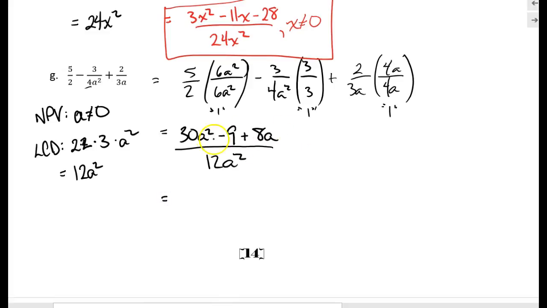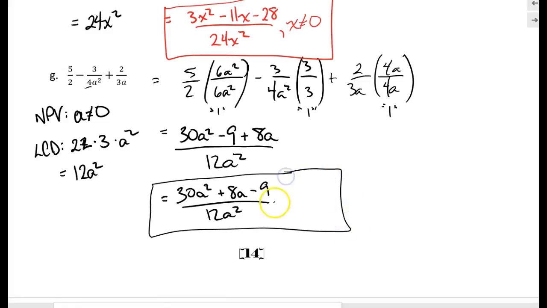I'm going to just rewrite that so my trinomial is in order of degree. So I've got 30a squared plus 8a minus 9 all divided by 12a squared. And again, because my numerator has no greatest common factor that can be taken out that might cancel with my denominator, I'm going to leave it like this.